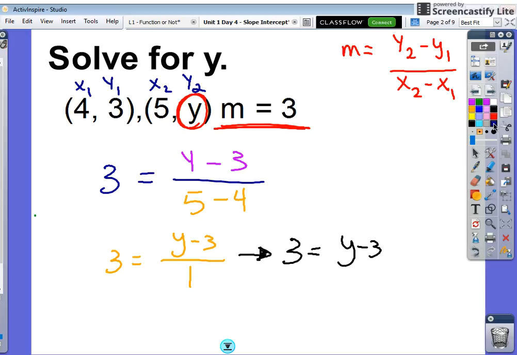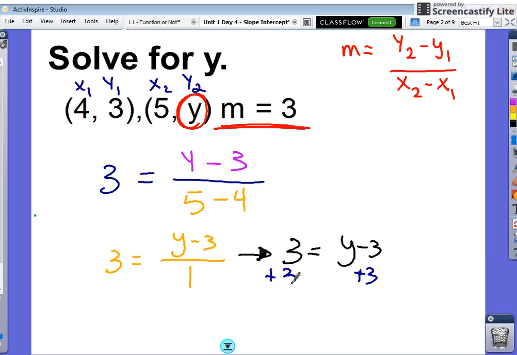So my last step would simply be to add 3 to both sides. If I add 3 to both sides, my 3's cancel out. y is equal to 6, which is my final answer. Okay, so make sure that you feel comfortable doing that and talk it over with a neighbor if you need to, just to make sure you're on track. And then let's keep it moving.